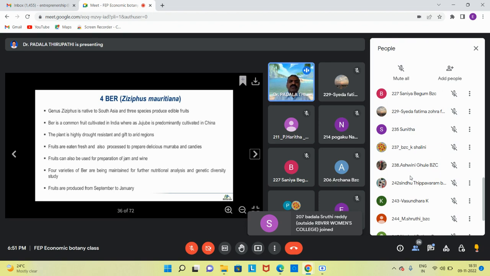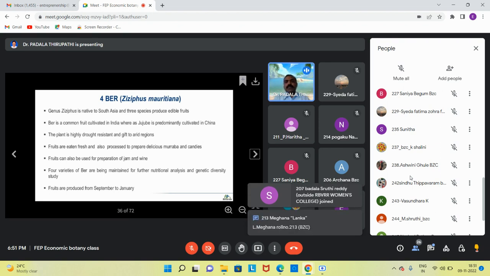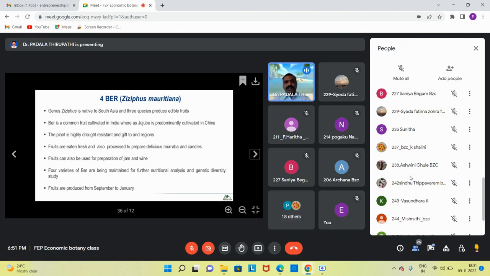And the next important fruit is the bear fruit, that is Ziziphus mauritiana. So Ziziphus mauritiana is very native to South Asia, and three species produce edible fruits in our native India, and it is also very predominantly cultivated in China. The plant is highly drought resistant and suited to arid regions. So any bare land, any area of Rajasthan or dry arid zones or semi-arid regions, this bear fruit is also very suitable for cultivation.